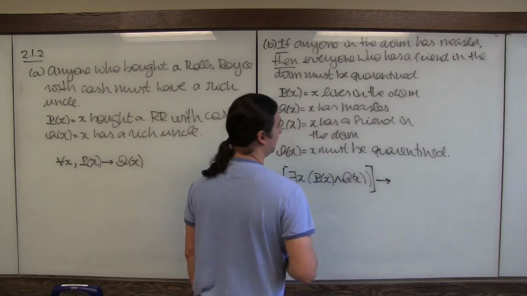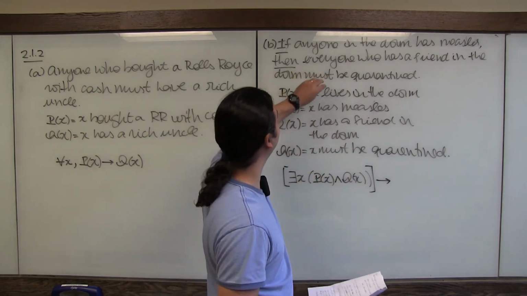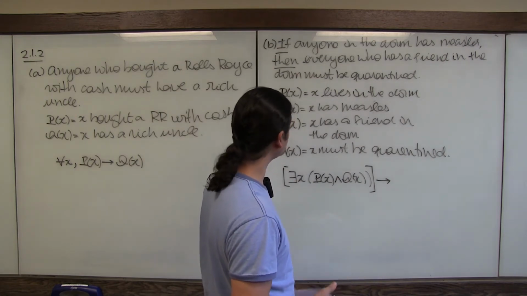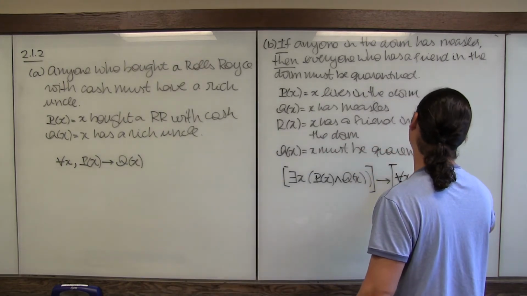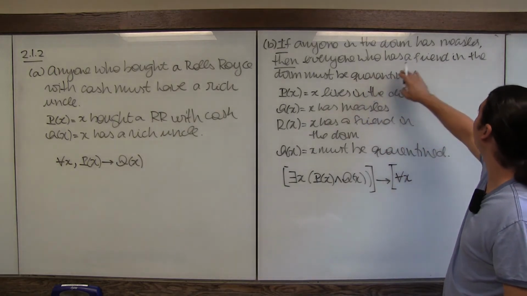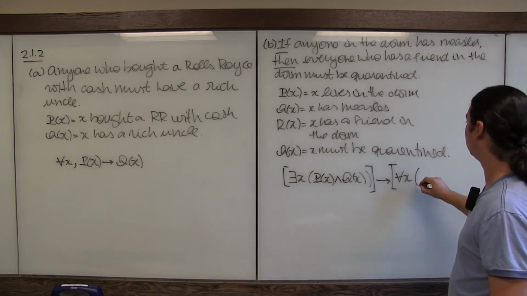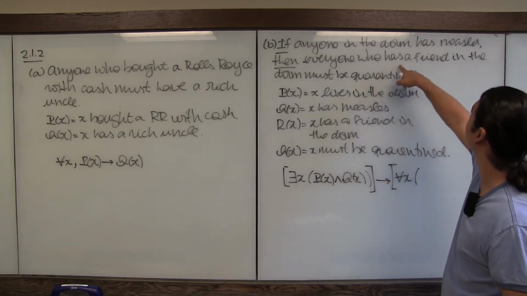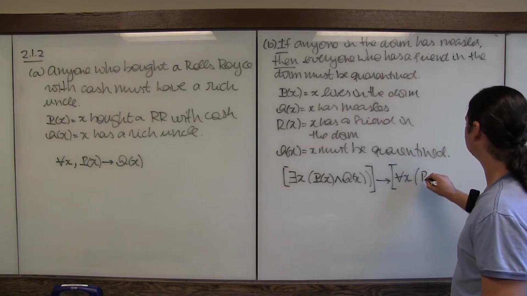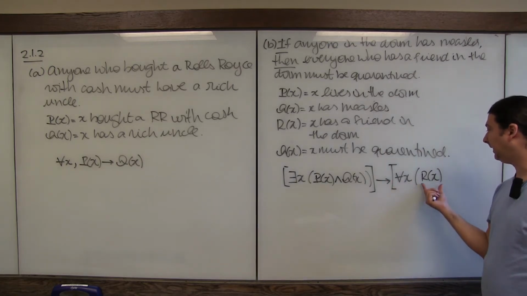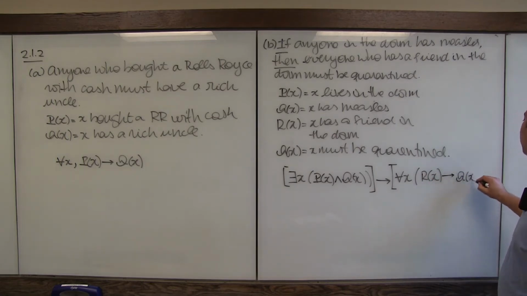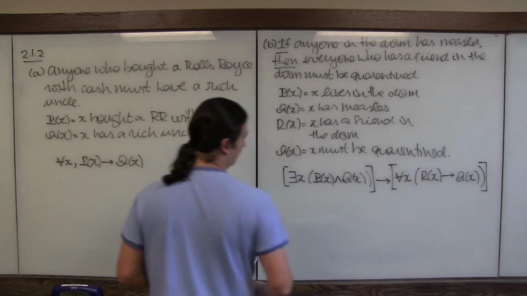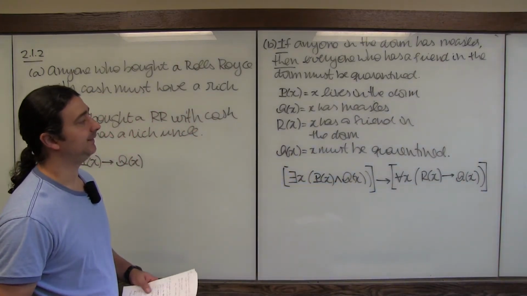So then, what happens? Everyone who has a friend in the dorm must be quarantined. So the everyone is a for all, right? So for all X, what? Everyone first has to have a friend in the dorm. So this is R of X. For X, if this person has a friend in the dorm, then this person must be quarantined. Oops, extra parentheses in here. Okay, so this is the translation of this statement.